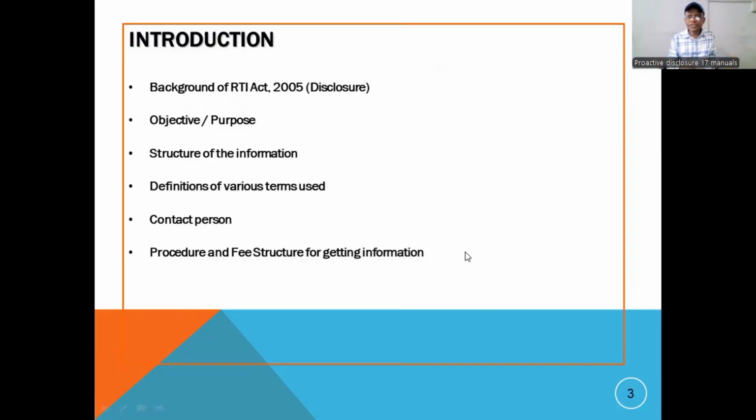Then the procedure and fee structure for getting information. In this chapter, the procedure of how to access information from a public authority as per the rules 2025 or the amendment rules 2026, and what fee structure has been fixed in order to access information. As you know, in 2005 the publication fee was 20 rupees, but after the amendment rules 2026, it came down to 10 rupees. So this is the fee structure.